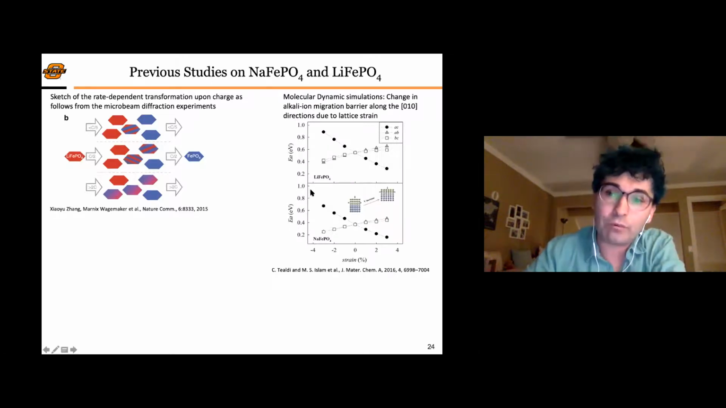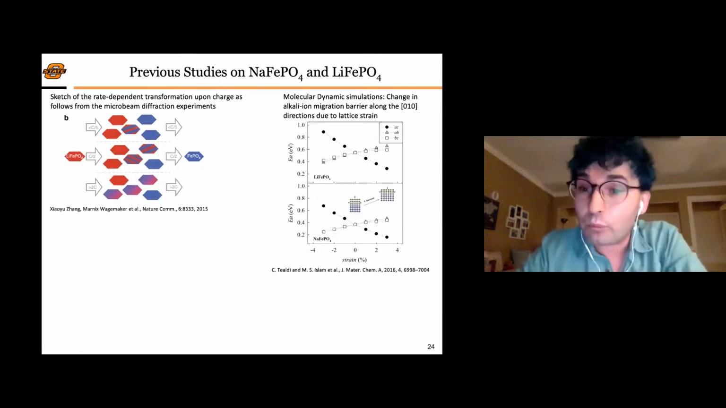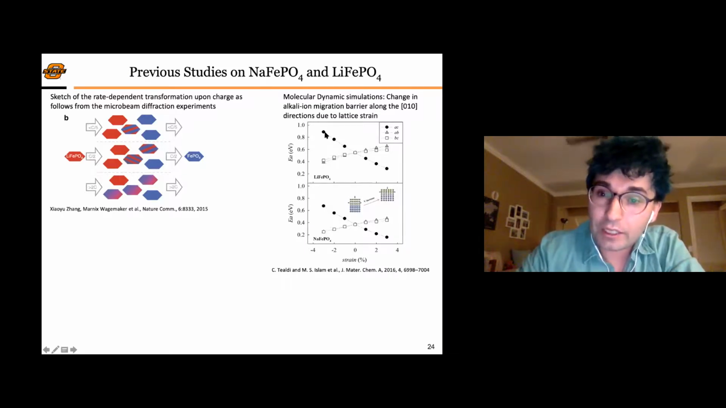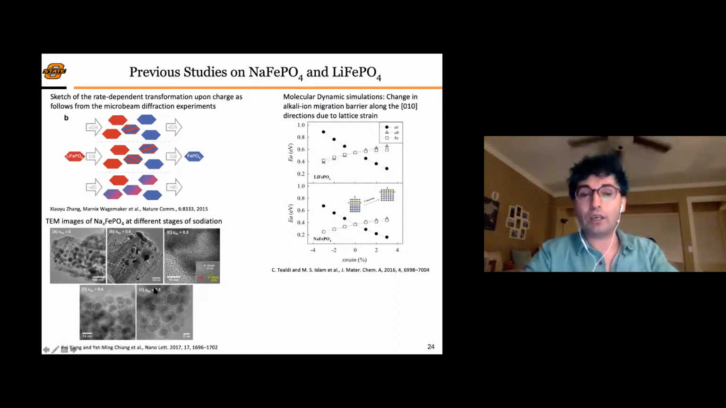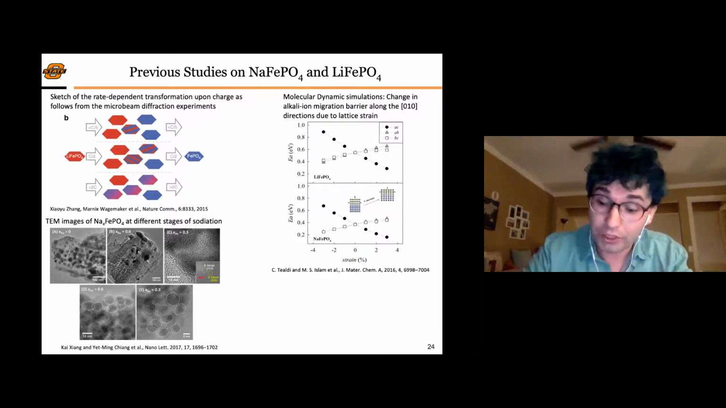And also from the previous dynamic studies, we know that the crystalline lattice changes the migration barrier for the sodium and lithium intercalation. In this case, the lithium intercalation is affected more severely by lattice strain compared to sodium. And even a previous study using TEM showed that sodiation in this material might cause an amorphization of the surface to mitigate the mechanical damage in the material.